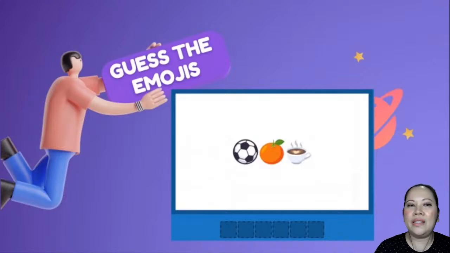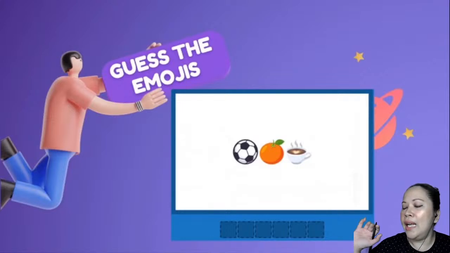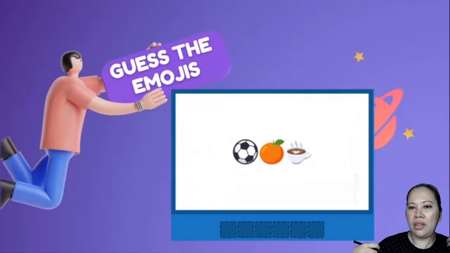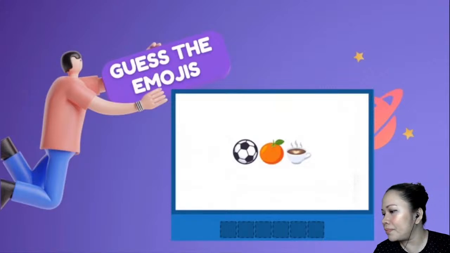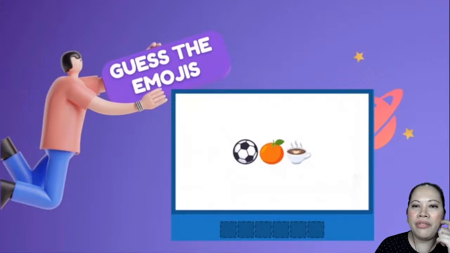Which country is this? They are very known for football or soccer and oranges and coffee. They are the biggest distributor of coffee beans, and they're very known for their football.